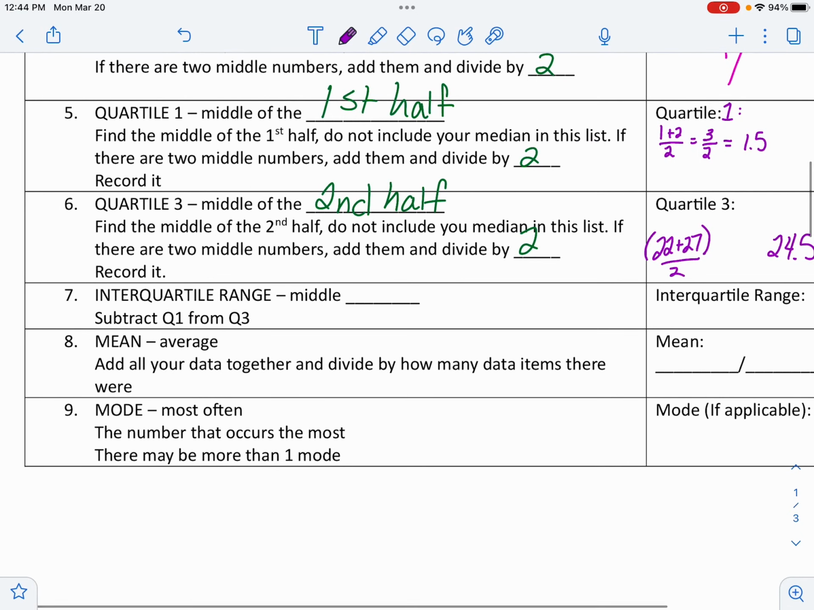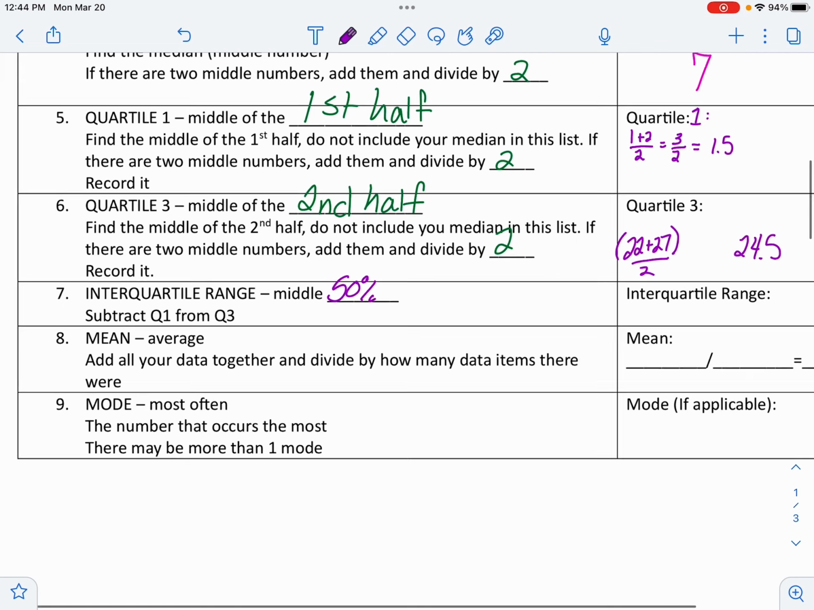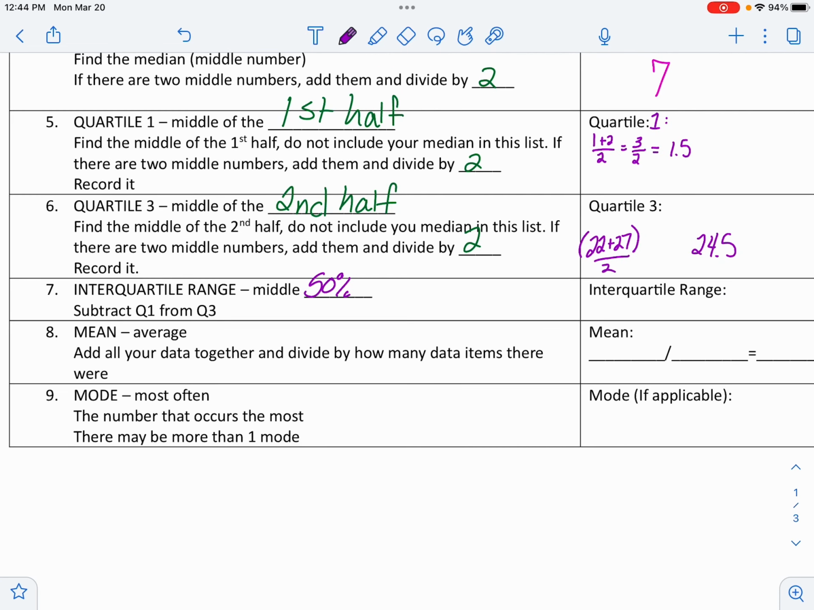Now we find our interquartile range. This is the middle 50% of where your data lies. You subtract Q1 from Q3. So you take Q3, 24.5, and you subtract Q1, which is 1.5. So 24.5 minus 1.5 is just 23. So your interquartile range is 23 units.